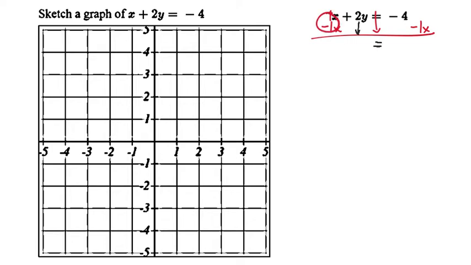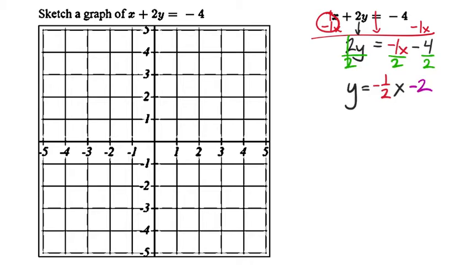Then I'll drop my 2y, but now it equals, and just like we saw last time, I'm going to switch up the order: negative 1x and then minus 4. And then the last thing I'm going to do here is divide all the terms by 2. That gives us a coefficient of y that's a phantom 1, and this will change it into slope-intercept form. The coefficient of x here, we can see, is negative 1/2. The y-intercept, negative 4 divided by 2, is going to be negative 2.